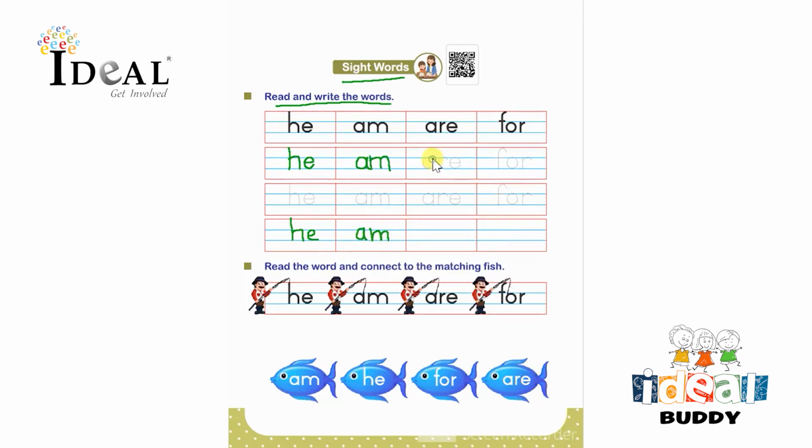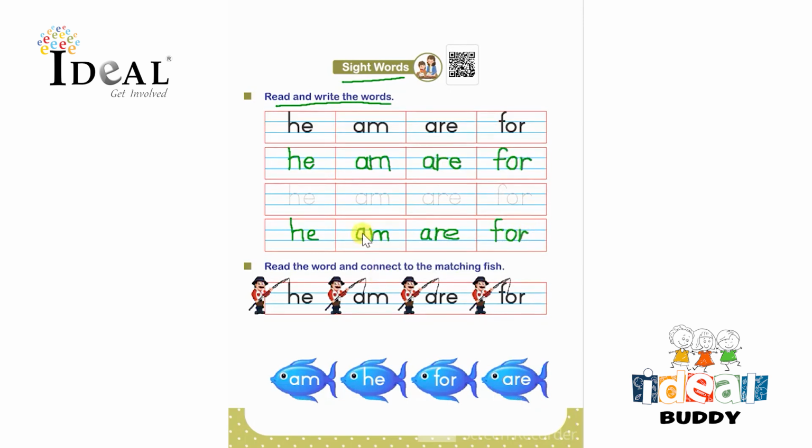The next word is are, A-R-E, are. So they will trace the word twice and then they have to write the same in the space given below. And the last sight word is for. So they have to trace the word for, F-O-R. They will be tracing it twice and then they have to write the same in the space given below.